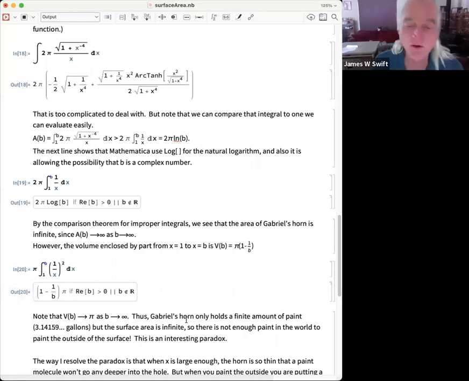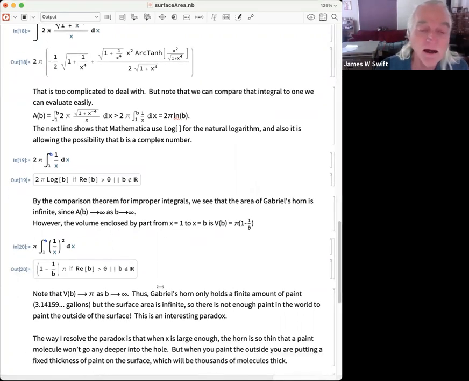So the infinite Gabriel's horn only holds a finite amount of paint, pi gallons, say. But the surface area is infinite. So even if we had all the paint in the world, we couldn't paint the outside of that. This has been a paradox that people have thought about, as I say, for hundreds of years.